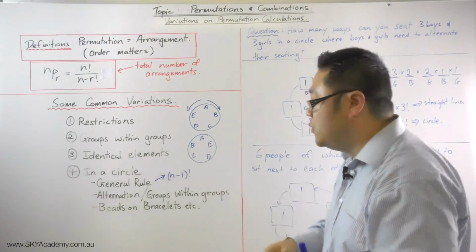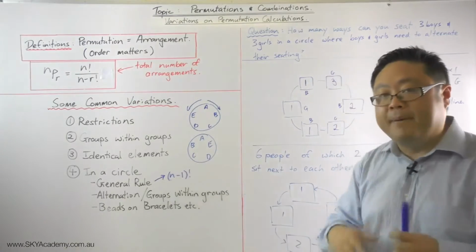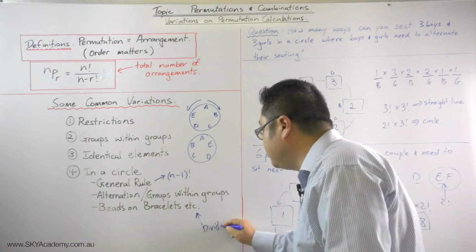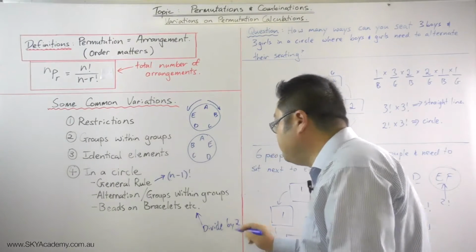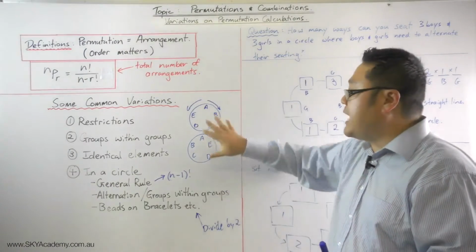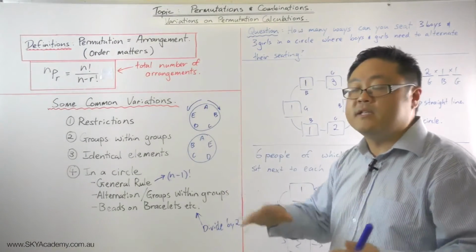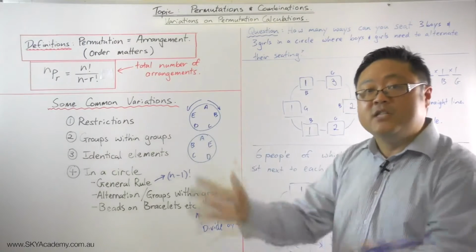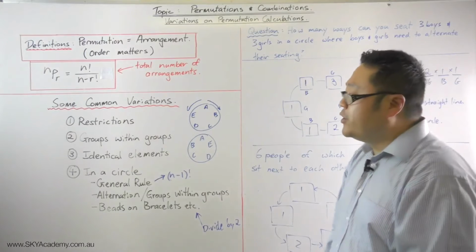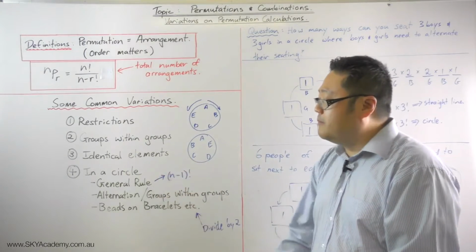So what you have to do in this case, where you've got a beads on a bracelet question, is you actually have to divide by 2. And the reason why you divide by 2 is you've got to collapse the clockwise and the anti-clockwise arrangements into the same arrangement, because that's essentially what they are. Okay, good.